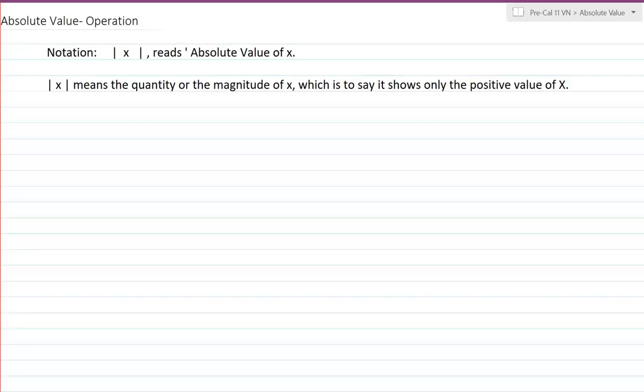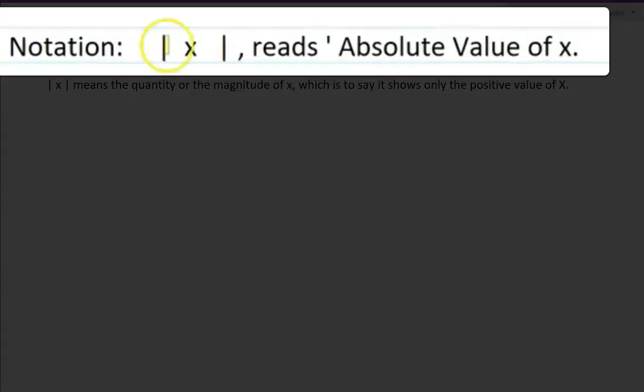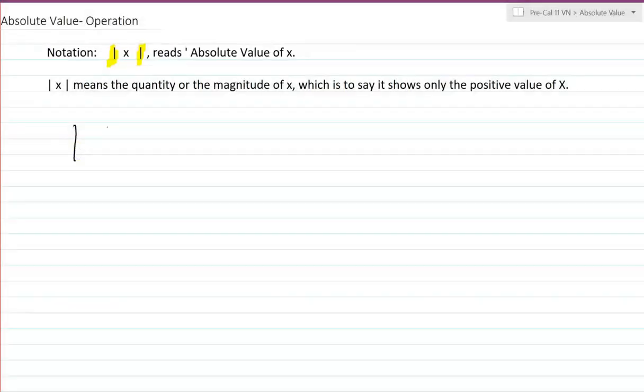Well, first of all, notation. The notation for absolute value is two basically straight bars, vertical lines. So if I have to write it again, it will be just like that. Those two straight bars, just like a bracket, but they're not curved, they're a straight line. That is the notation for absolute value. Whatever we put inside here, in this case x, this reads absolute value of x. Simple as that.